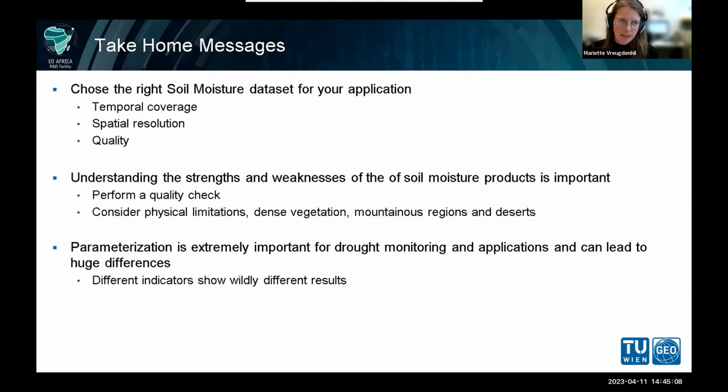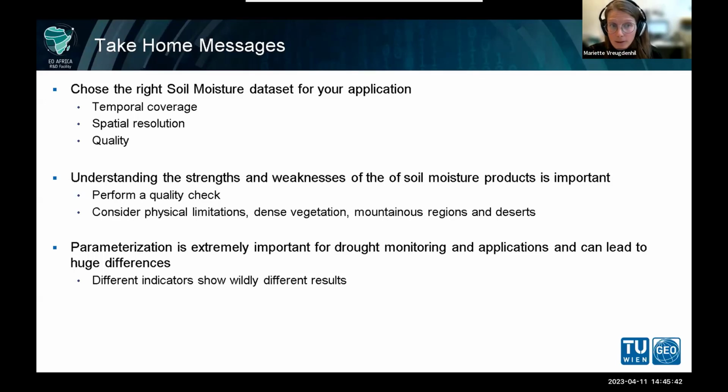So the take-home messages of this are that you need to choose the right soil moisture data set for your application. So take into account the temporal coverage: do you need a very long data record, or is a short data record also okay? You need to think about the spatial resolution: are you looking at the whole continent, or at a very small catchment or agricultural site? And you also need to take into account the quality of the data set and where the data set works best. So you need to understand the strengths and weaknesses of the soil moisture product.